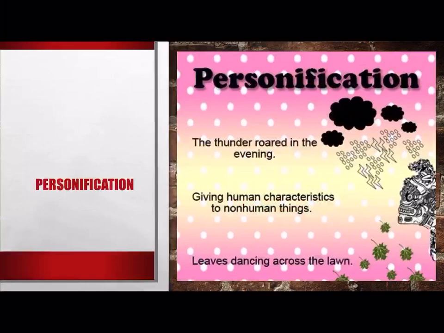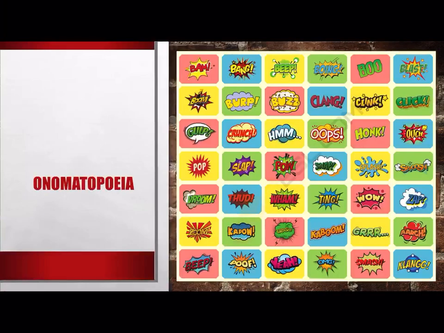So personification, if we think back to Mr. Evans's lesson on Tuesday, is where you're bringing the object alive. You are giving human characteristics to an object. And you can see on my screen there, we've got two examples. The thunder roared in the evening, the leaves dancing across the lawn. Okay, and we were really impressed with the personification work that you completed.